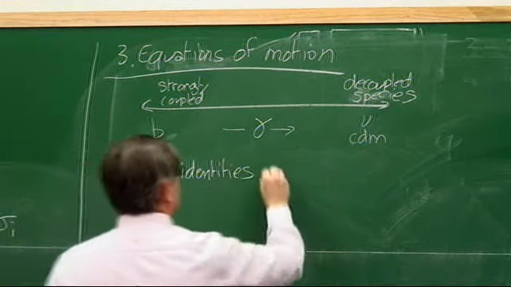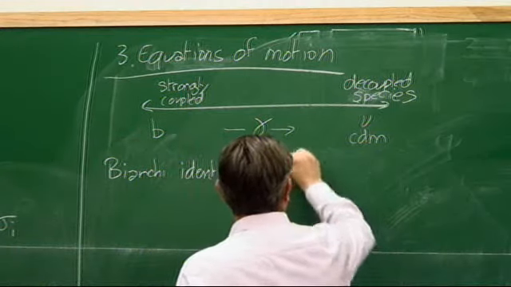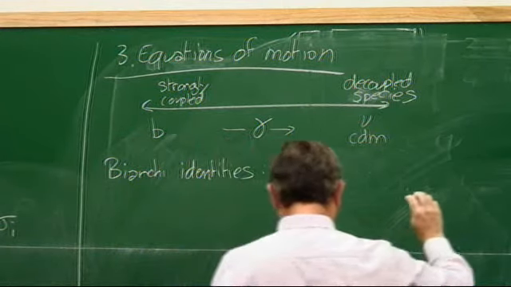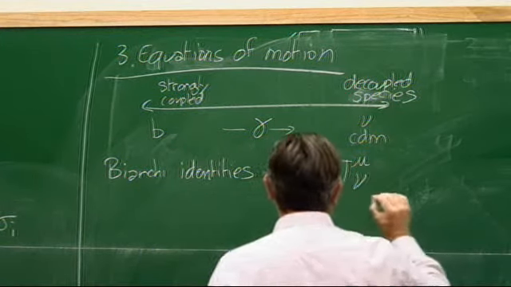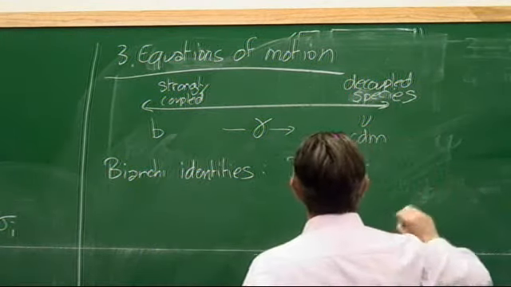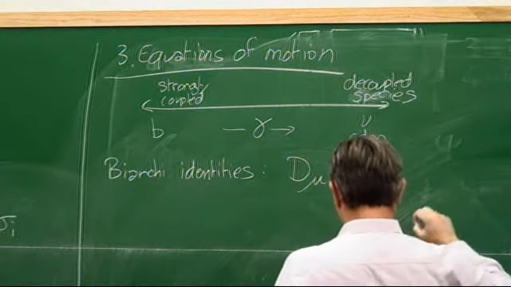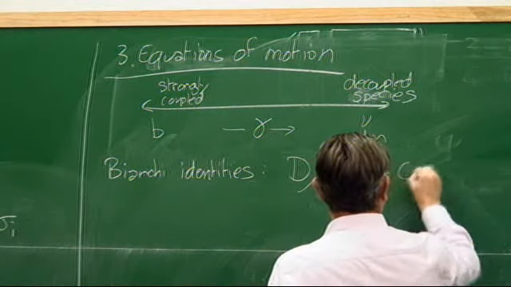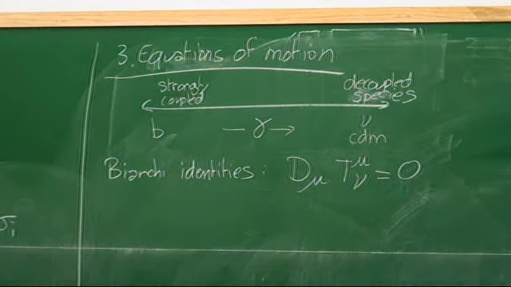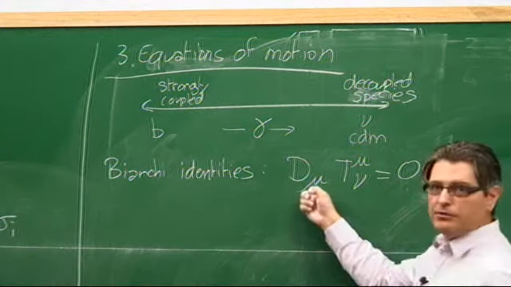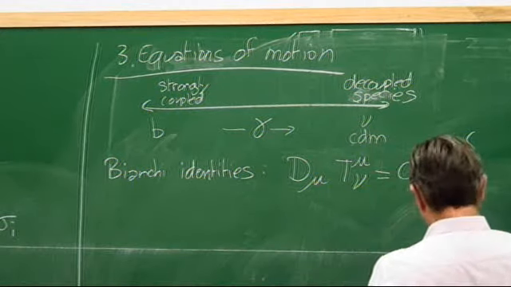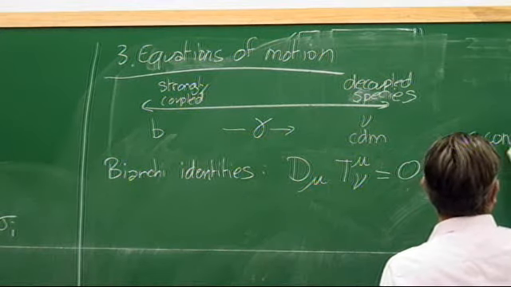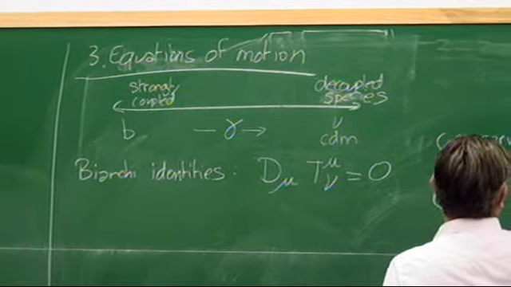Which are structural identities in gravity, saying that the covariant derivative of the stress energy tensor that I write with a capital D is equal to 0. So this gives me 4 equations for the 4 values of mu. The first one, for mu equal to 0, is the equation of conservation of energy, the conservation equation.